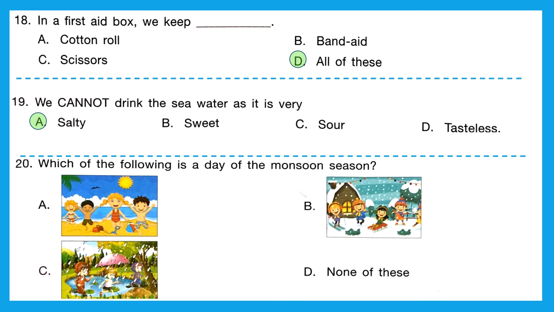Question 20. Which of the following is a day of the monsoon season? So what happens in a monsoon season? Monsoon season is also called as rainy season. So rains happen in monsoon season. Where can we find raining in these options? That is option C. In option C, the depiction is of monsoon season, rainy season, rain is happening.